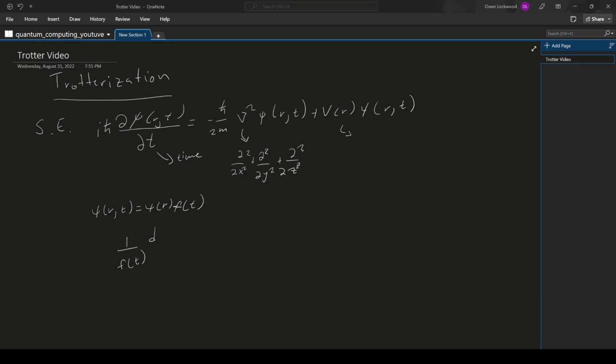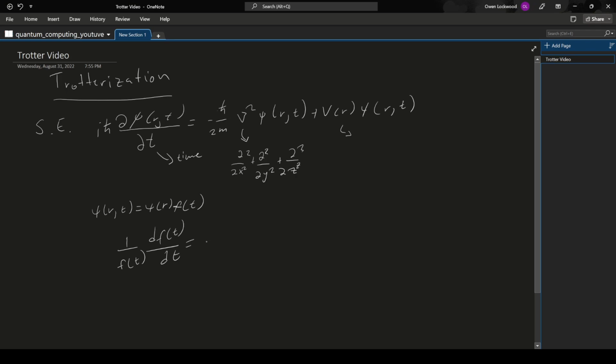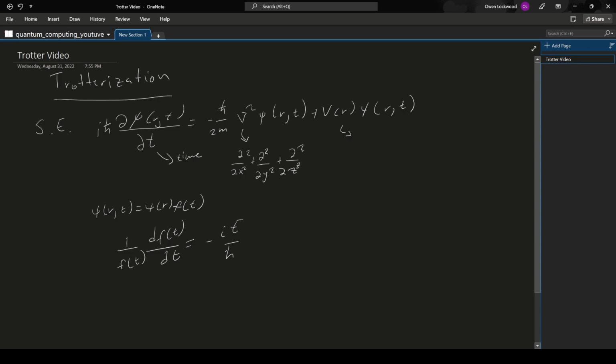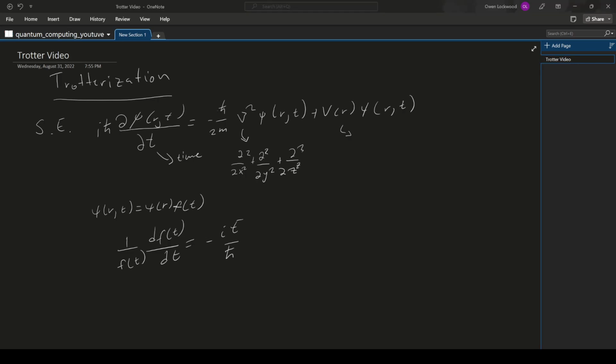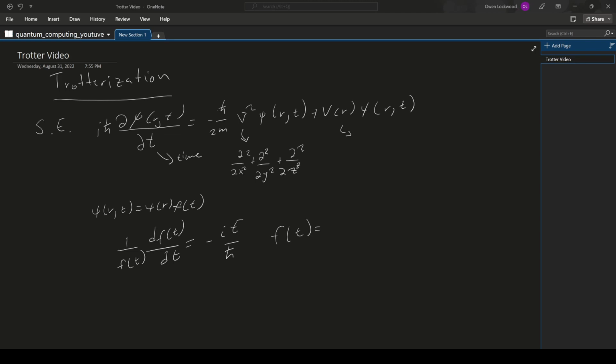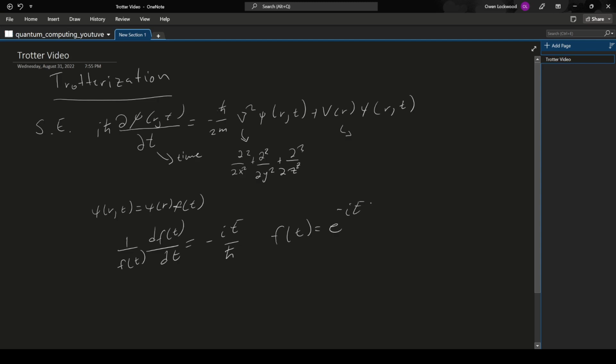And here I'm just writing the derivative sign because this is a function of one variable, time, where E is the energy, of course. So you can solve this out, or just trust me when I say that the answer is an exponential. We see that f of t equals e to the negative i energy times time over h bar.